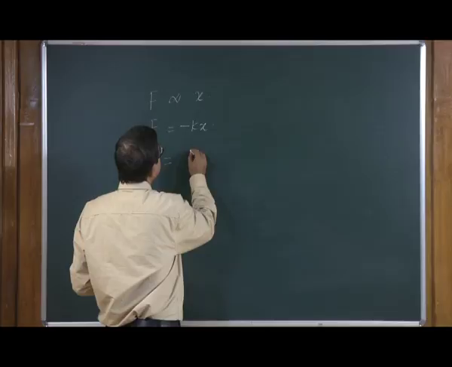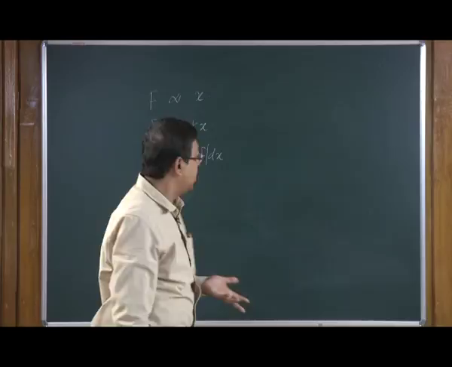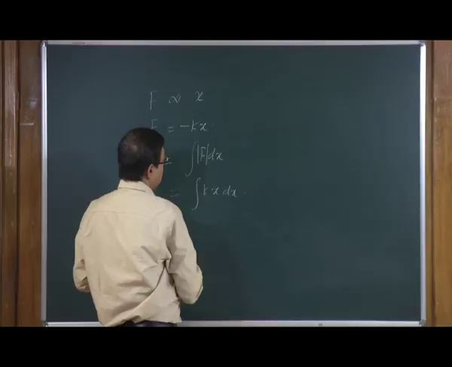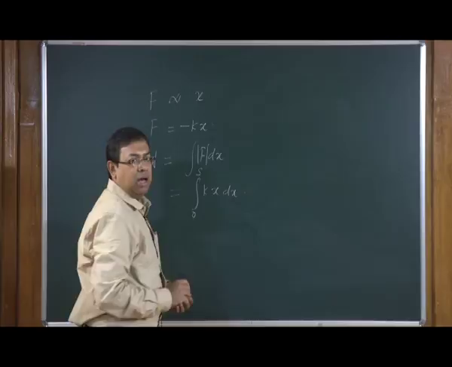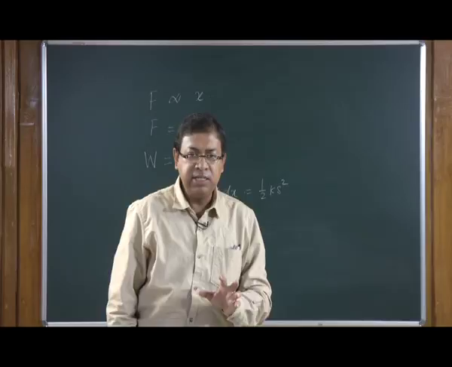So, this will be given by F dx. And at this moment, let me take the magnitude of the force, because we are just going to calculate the magnitude of the work done. And this is going to be kx dx between 0 to some maximum displacement or elongation x, and this is half k x square. So, this is the elastic energy that is stored in the deformed body.